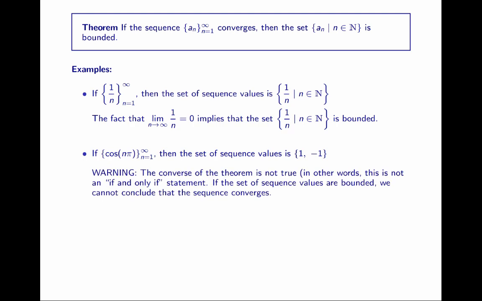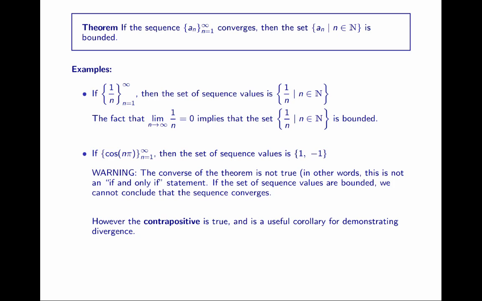Now, warning, the converse of the theorem above is not true. In other words, this is not an if and only if statement. If the set of sequence values are bounded, we cannot conclude that the sequence converges. So in this example, the set of sequence values is in fact bounded because it's a finite set. However, the sequence does not converge. Remember that the converse of a logical statement A implies B is that B implies A, and that's not true here.